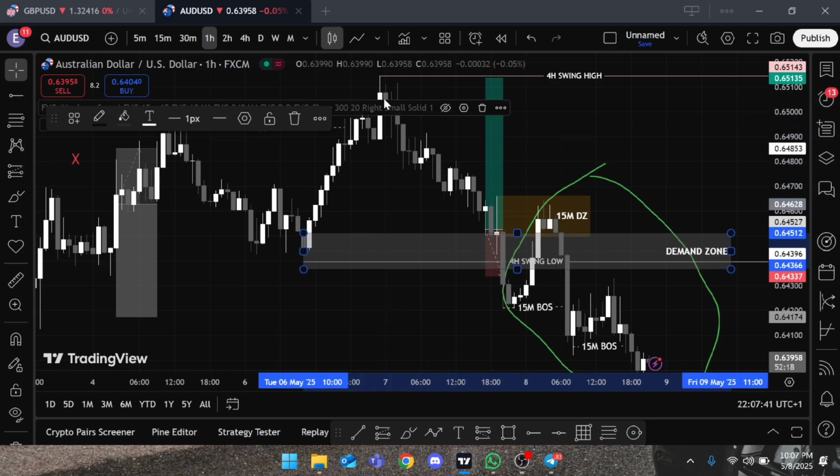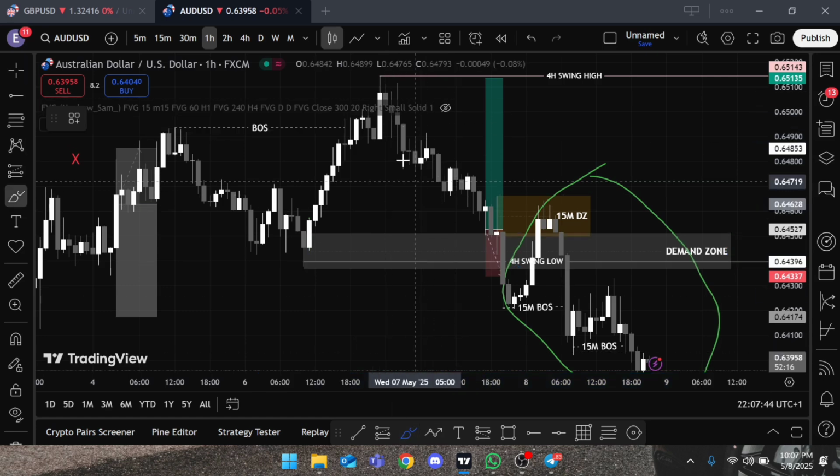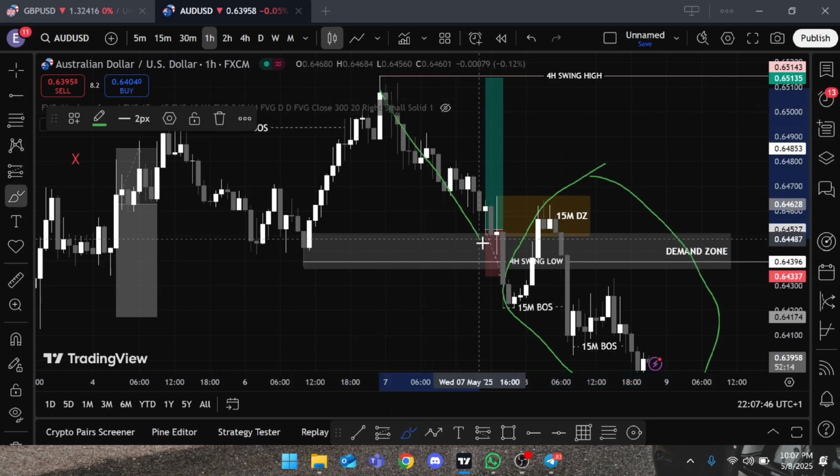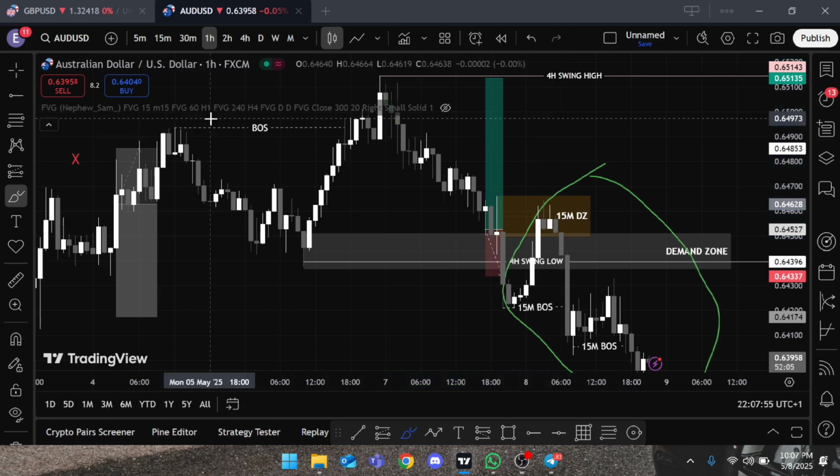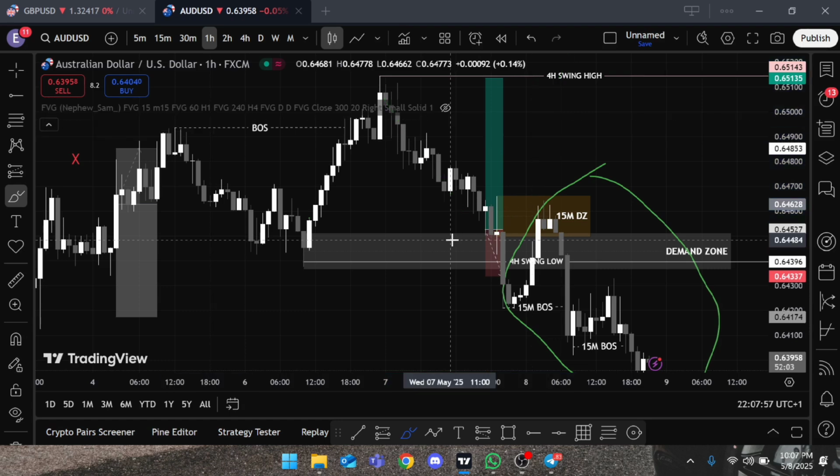That's it. All you need to do is wait for the market to come down to this demand zone, and we are expecting a reversal, right? That's it. So after that, immediately the market taps into the demand zone, you go straight to your 15 minutes.